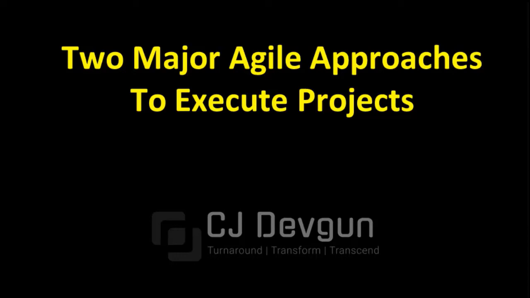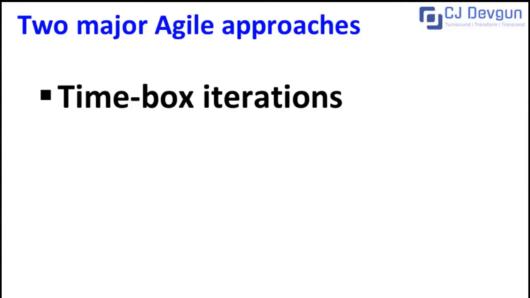On to the second topic of the day: popular Agile approaches to execute a project. So there are primarily two approaches to implementing an Agile project. Number one is time-boxed approach, and number two is feature-based approach. In time-based approach, we allocate a fixed time period, for example 2 or 3 weeks, and stop work once the time period has ended and evaluate our work.